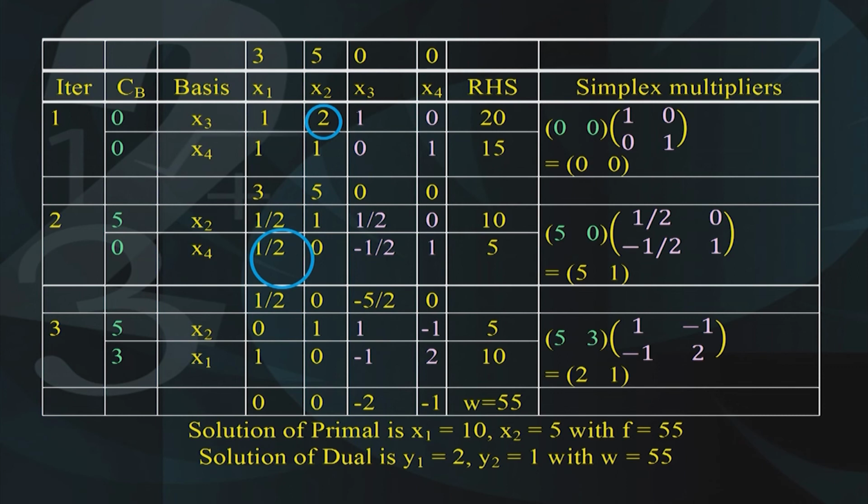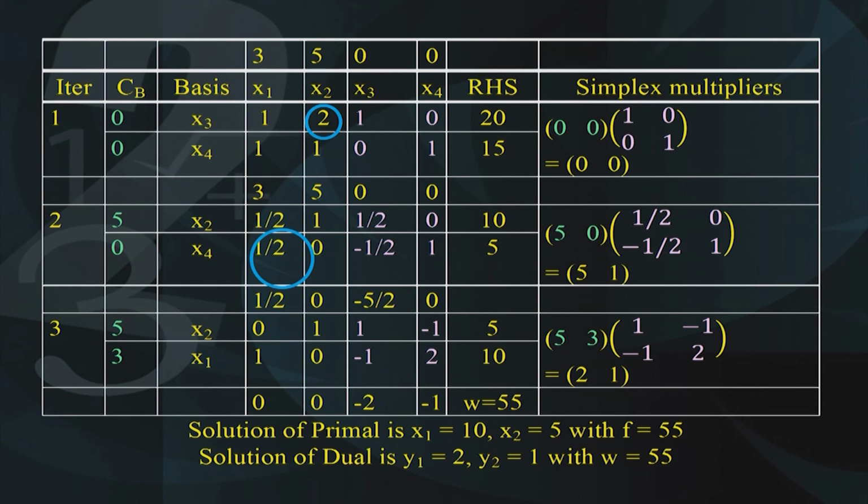So, in the first iteration, you just have the basis, the coefficients corresponding to the basis in the objective function. So, that is 0, 0 multiplied by 1, 0, 0, 1, and the simplex multipliers come out to be 0, 0. In the second iteration, now the basis has changed, and the coefficients corresponding to the basis are 5, 0. And in the last column, 5, 0 has to be multiplied by this matrix, that is 1 by 2, minus 1 by 2, 0 and 1.